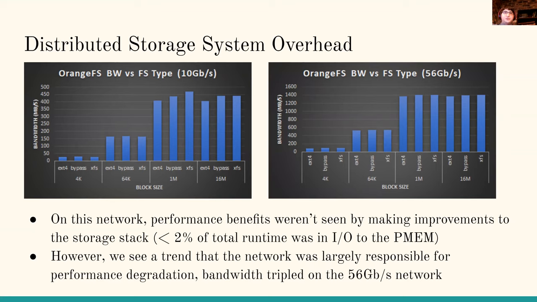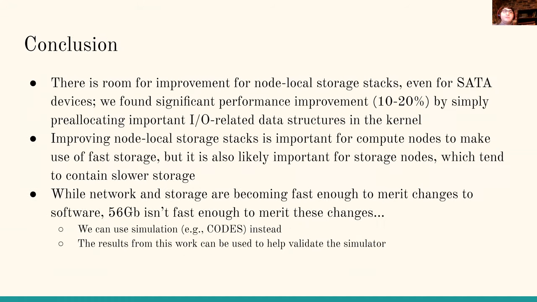But we do see a trend, of course: since the network was largely responsible for the performance degradation, the bandwidth tripled when we moved from the 10 gig to the 56 gig network. So this indicates that optimizing the node local storage stacks could improve performance when you have a better network. From these results, we found that there's room for improvement for node local storage stacks, even for SATA devices. We found significant improvement, 10 to 20%, just by pre-allocating some data structures in the kernel.